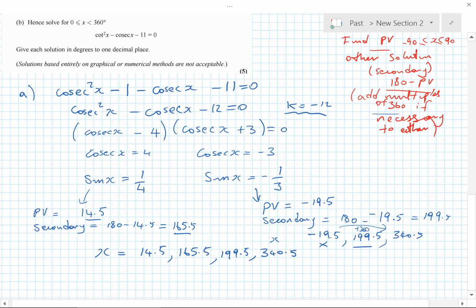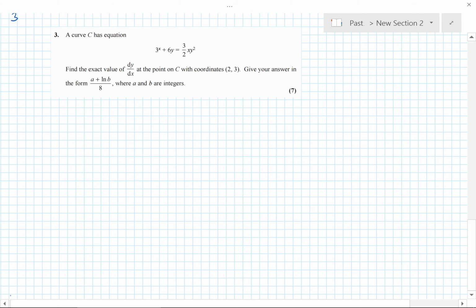Okay, that is the answer. Okay, let's go on to question 3. So this would be on C4. It's implicit differentiation. It's a bit of a sting in it, a bit irritating, to be honest. We've got this differentiation here.